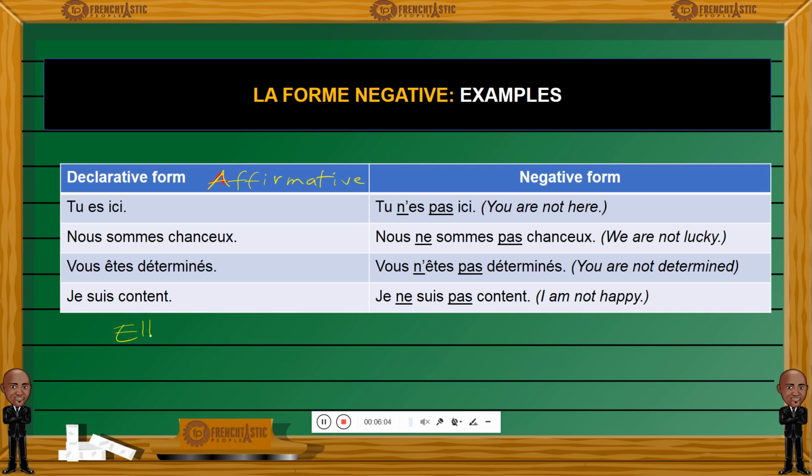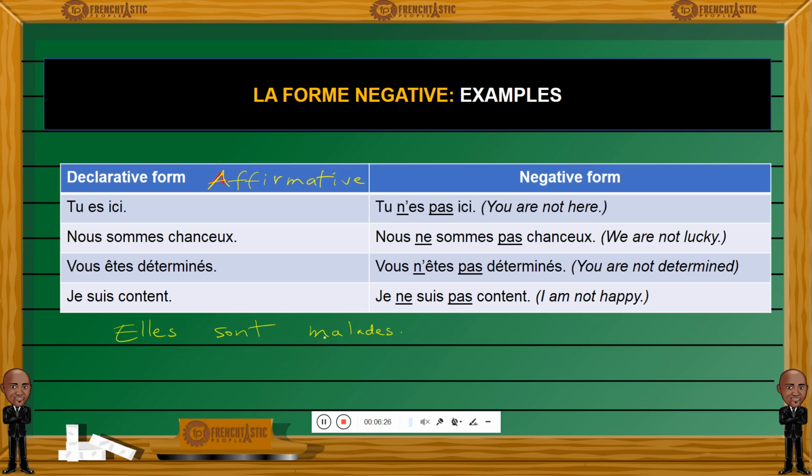Elles sont malades. They, feminine, are sick, with an S at the end because many of them. Elles sont malades. How would you say they are not sick?